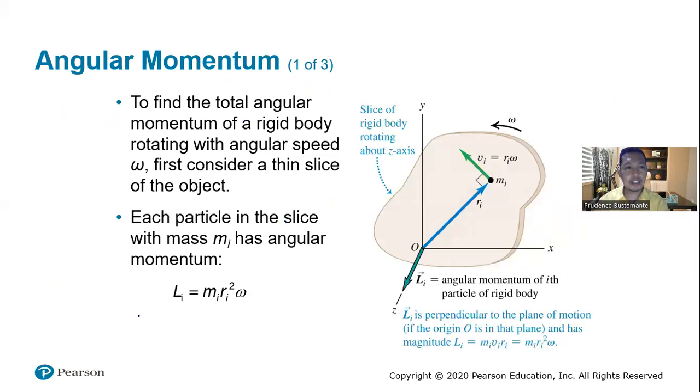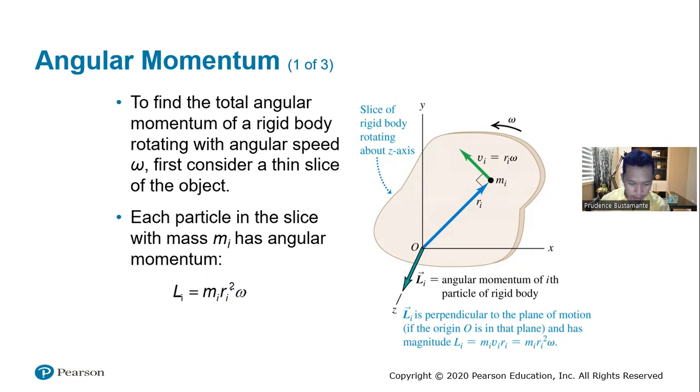If you consider a rigid body, to find the total angular momentum of a rigid body rotating with angular speed omega, first consider a thin slice of the object. Each particle in the slice with mass mi has angular momentum L equal to mi ri squared omega. So how did we get this one?